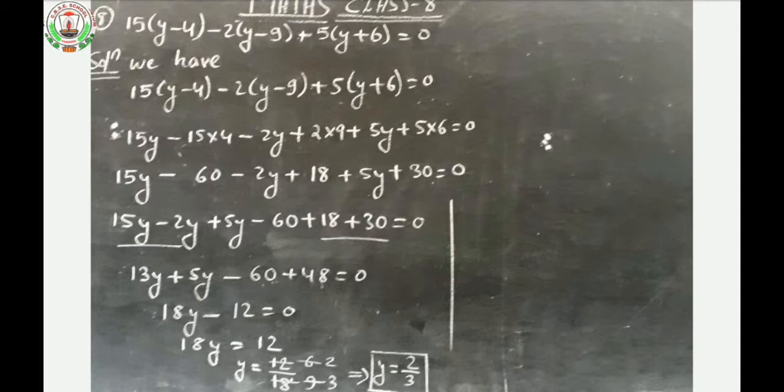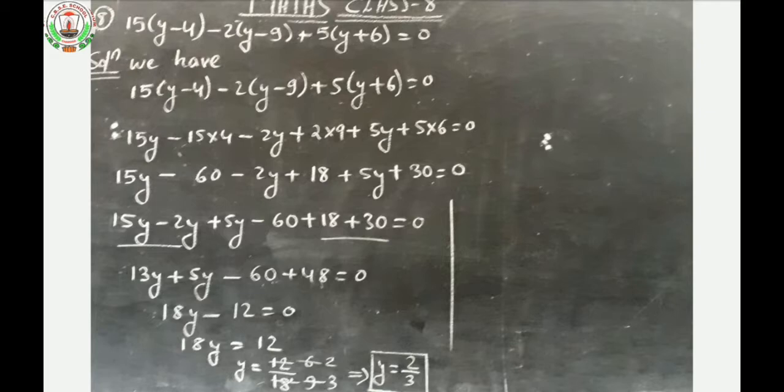Okay, so what are the like terms here? That is 15y minus 2y plus 5y. These are the one like term. The other pair is the constant terms we are going to make, that is minus 60 plus 18 plus 30 is equal to 0. So 15y minus 2y, plus and minus will become minus. So 15y minus 2y will become 13y. And what about the sign? As 15 is greater than 2, since 15 is plus, 13 will also be plus. Okay, so 15y minus 2y will become 13y.